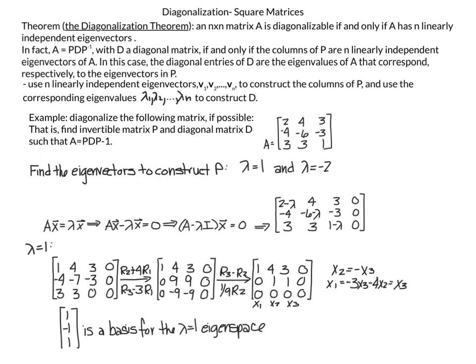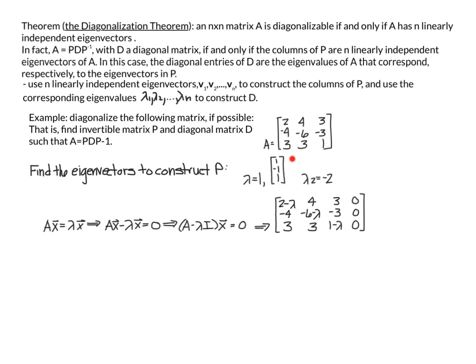I row reduce until I get that x2 is equal to -x3, and x1 is equal to -x3 minus x2, which is just equal to x3. So in other words, (1, -1, 1) is our eigenvector associated with this eigenvalue lambda equals 1, and it's also a basis for the lambda equals 1 eigenspace. I'm going to make note of my eigenvalue-eigenvector pair, lambda equals 1 and (1, -1, 1). And I'm going to do the same thing.